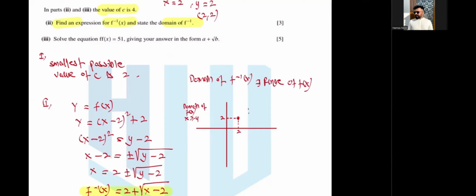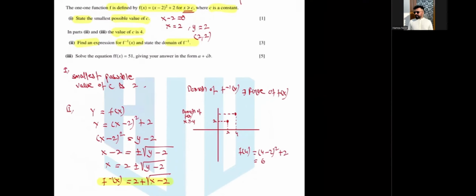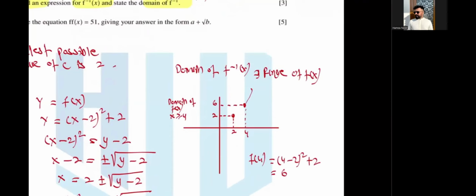So we need to see when x is equal to 4, what is basically the output over here. So we are going to evaluate the value of f(4). So (4 minus 2) whole squared plus 2. So 2 squared is 4, 4 plus 2 is 6. So the output is basically 6 over here. So the graph would look something like this for the domain that x is greater than or equal to 4.